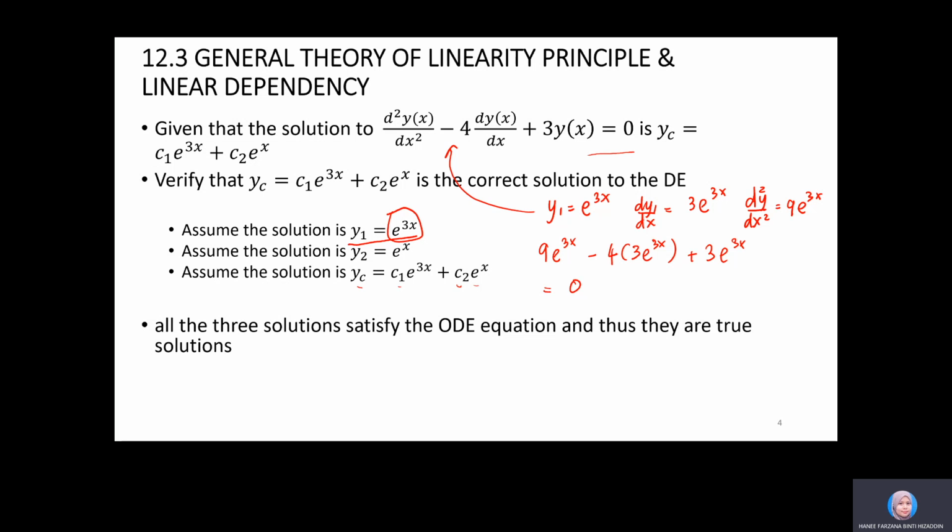And if you want to further satisfy your curiosity, you can also take the whole yc here, and deduce what is dyc over dx and what is d2yc over dx squared, the second derivative with respect to x, and put it inside this ODE. I can guarantee you that you will get equal to 0 as well. So we can say that all these given solutions y1, y2, and yc are the solutions to the ODE. So they are the true solutions to the ODE.